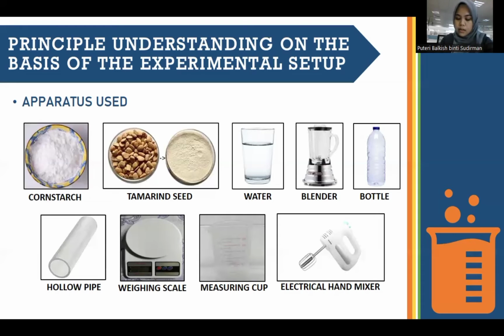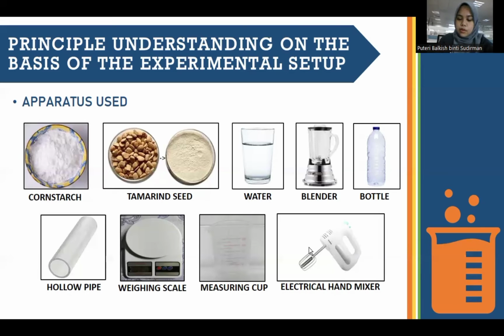Next is the weighing scale that is used to measure the weight for both of the media. And then, in order to formulate a water-based mud, a 350 milliliter constant volume of water was used. And then an empty water bottle will be used as a beaker. Then a measuring cup was used to measure the volume of fluid and also collect the final fluid from this experiment.